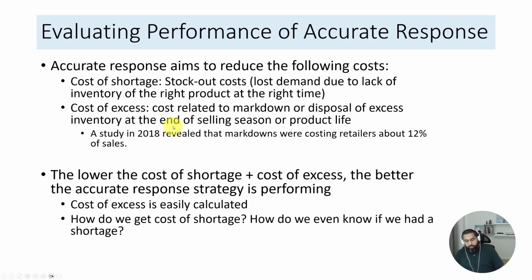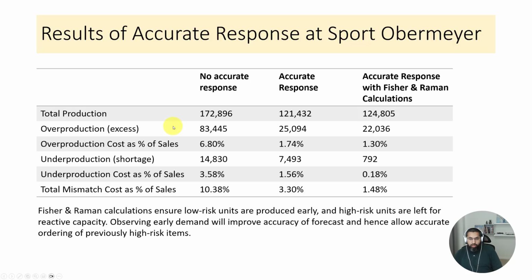Okay. The problem is, how do you know the cost of underproduction? If you produced less of a particular SKU and you're having lost sales, they are not visible in your IT system. They're not visible anywhere. You don't know if there was a lost sale or not.